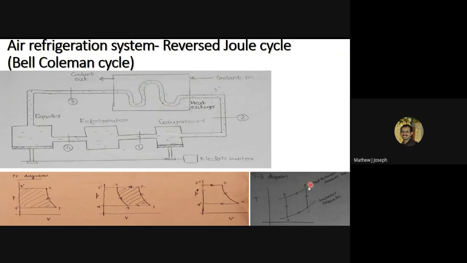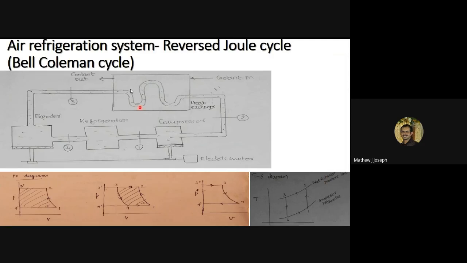In this TS diagram, it can be represented like this: from 2 to 3. 2 to 3 is the heat rejection process happening inside the heat exchanger. The heat from the warm air is rejected to the coolant medium, so the temperature is getting reduced. This curve is a constant pressure line. This constant pressure line can be represented as the heat exchanger pressure line.